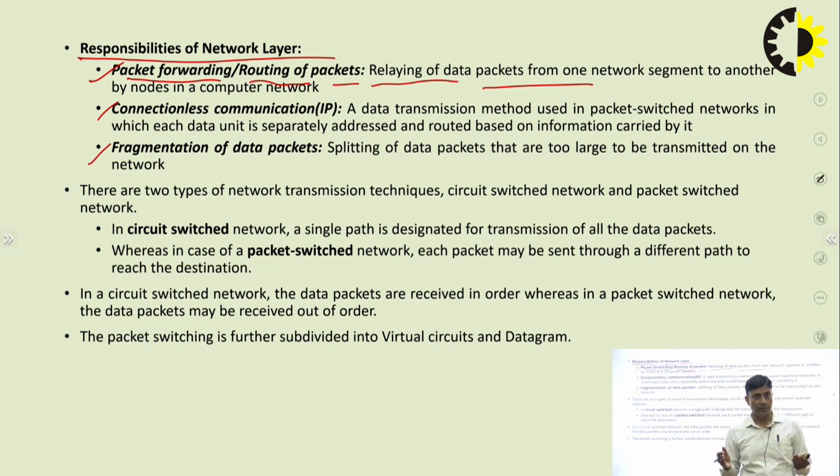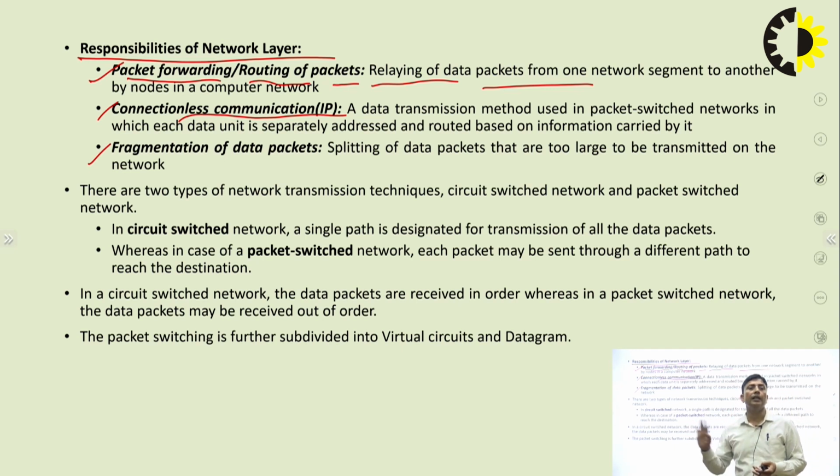It decides the best route or path. This is connectionless communication. The internetworking protocol, that is IP, is connectionless. What is the meaning of connectionless? Connectionless means there is no prior establishment of connection, because when we say connection-oriented, there are three steps that should be followed: first, connection establishment, then data transfer, and third, closing of the connection.